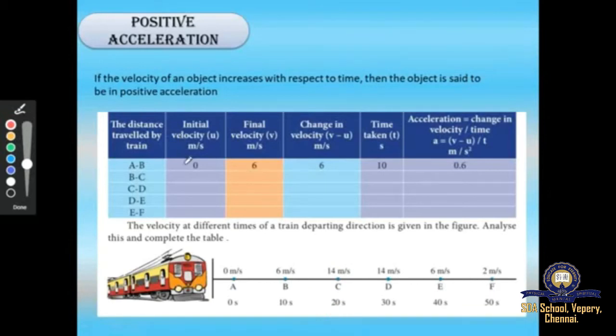So, initial velocity at point A is 0 and final velocity at point B is 6. So, change in velocity is V minus U, so it is 6, and time taken will be 10. So, we can find the acceleration. Similarly, we can find acceleration from A to B, B to C, C to D, D to E and E to F. So you have to complete this table by calculating the acceleration using the formula change in velocity by time.